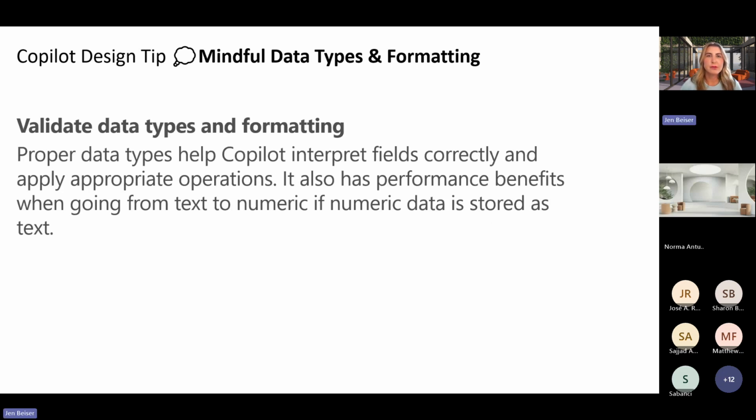Next, make sure you're using mindful data types and formatting. When Copilot is responding to the questions, it's going to include data in the response. And so if it's responding with a percentage, for example, you don't want it to respond with .25 for 25%. It looks a lot cleaner if it responds using the percentage sign and says 25%. It also helps Copilot interpret the appropriate operations. If you have a percentage field, Copilot would most likely know that it's more appropriate to, sorry, to average that if it's formatted as a percentage. And so make sure that you're doing that as well.